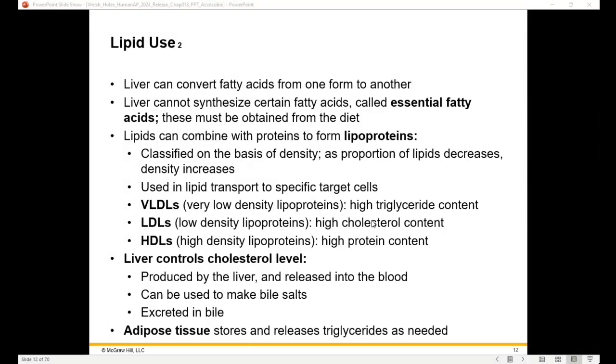VLDLs, or very low density lipoproteins, have high triglyceride content. LDLs, or low density lipoproteins, have high cholesterol content. And HDLs, or high density lipoproteins, have high protein content. The liver controls the cholesterol levels. It's produced by the liver and released into the blood. It can be used to make bile salts, and it's excreted in bile. Adipose tissue will store and release triglycerides as needed.